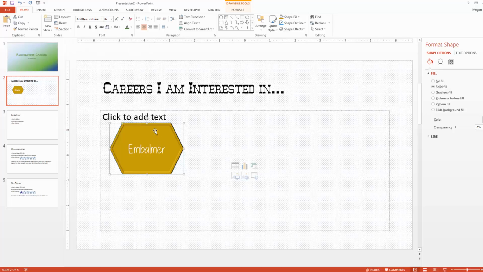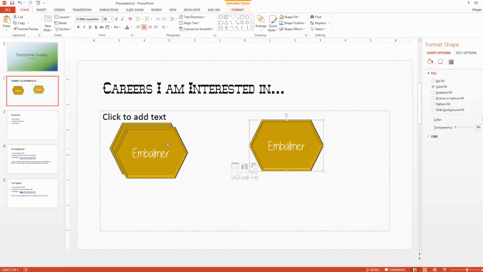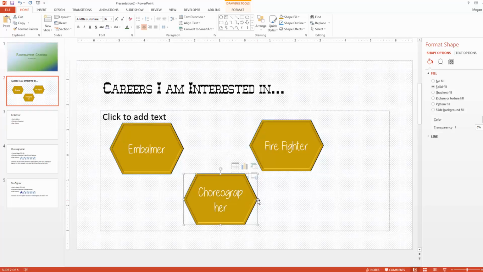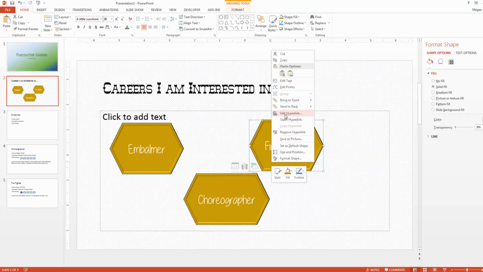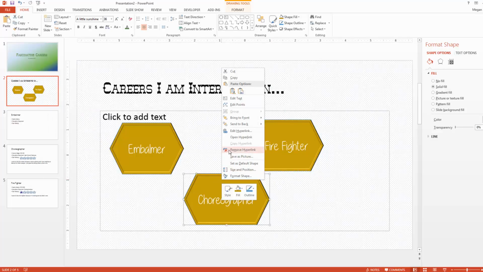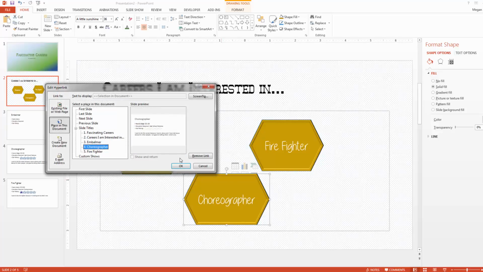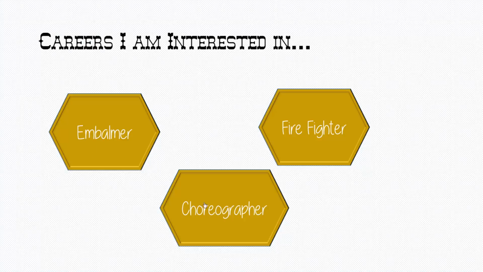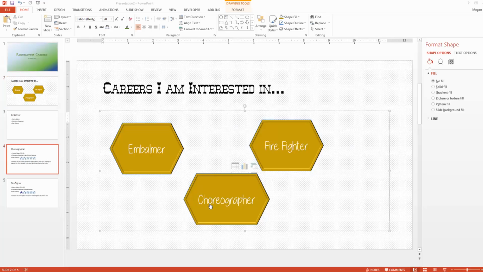And then again, you can copy and paste it, right? Now if I do that, then I got to come back in here and change this to firefighter. And I change this one to choreographer. Okay, in this case I might want to make it bigger or something. And then I also have to come in and re-hyperlink it. I'm going to edit the hyperlink so it's going to firefighter. Because when I copied it and pasted it, I took the hyperlink with it. So I need to make sure that I fix that. Okay, so now if I go in, even though the next slide is Embalmer, I can click on choreographer and skip right to it.